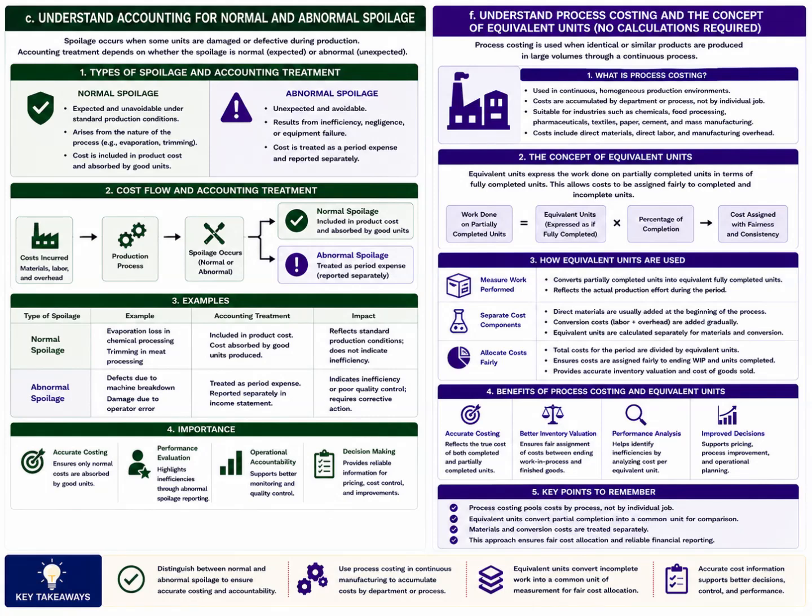Equivalent unit analysis improves cost allocation accuracy. By separating materials and conversion costs and measuring stage of completion, managers ensure fair assignment of costs to work in process and finished goods inventories.